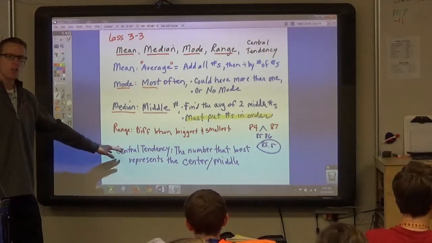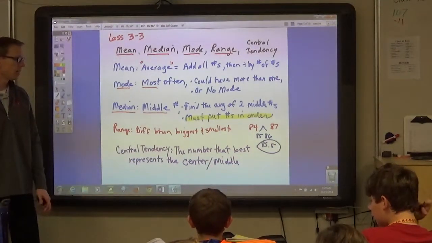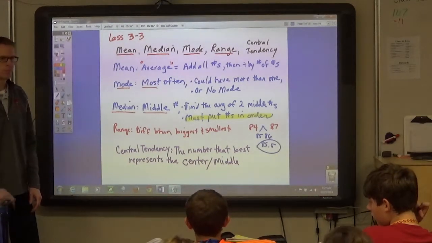So again, the new term here is the central tendency, the numbers that best represent the center or the middle of the set. Okay?